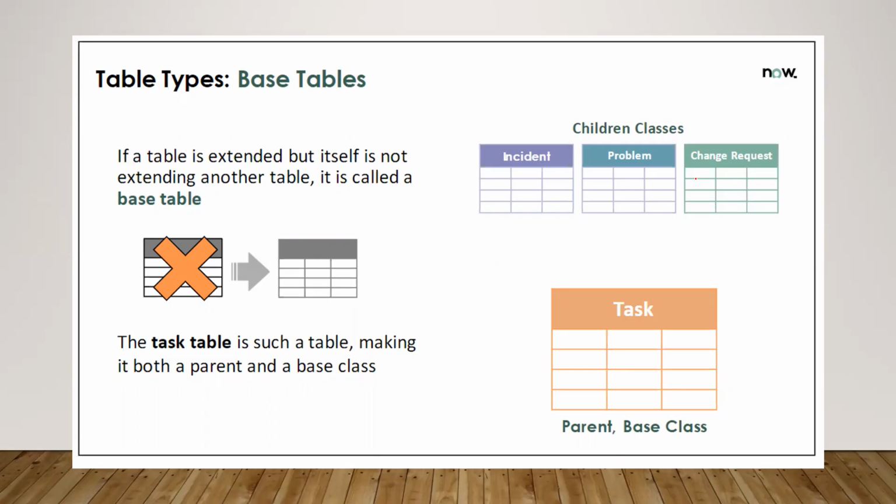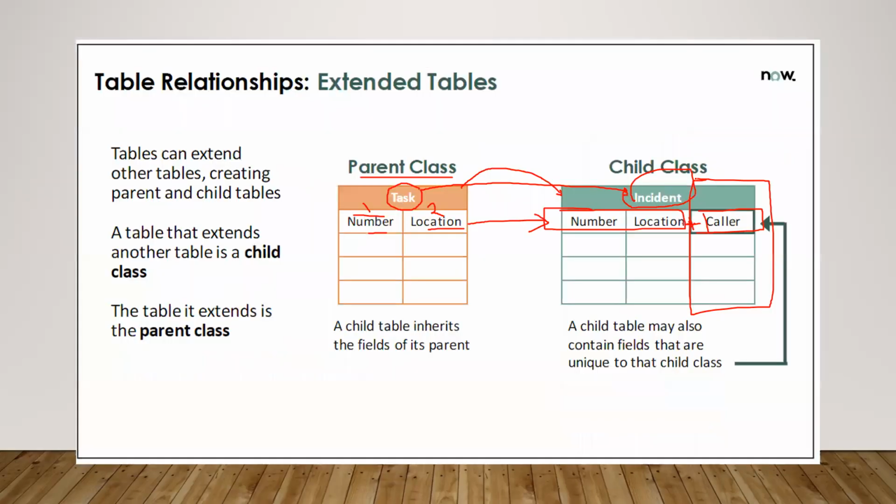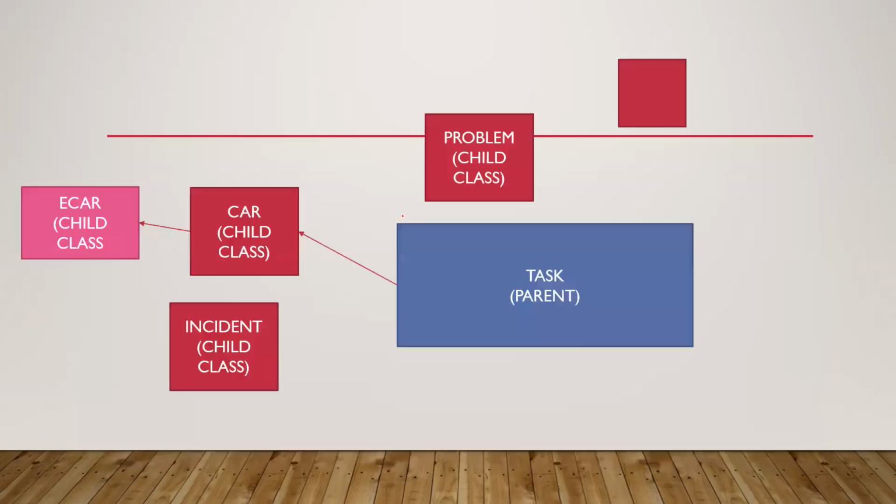Then comes the concept of base table. What is a base table? As we understood in the last example, if this incident came out of task, then task will become a base table. It is called a base table, but the only condition is that it should not be extended from something else. So this is the first level of table. From here, any table gets extended. So this is called a base table.